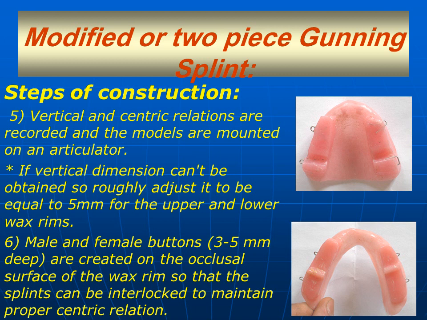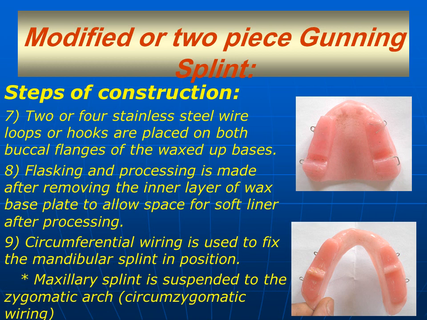Then I have to make the male and female buttons 3 to 5 mm deep, a groove in one of them and a projection in the other one, so that the splints can be interlocked to maintain proper centric relation in the patient's mouth. Also, I have to place 2 or 4 stainless steel wire loops or hooks on the posterior side. I will place 2 on each side, that's to say 4 loops in the upper and 4 loops in the lower. These are placed in the area of the buccal flange in the waxed up bases.